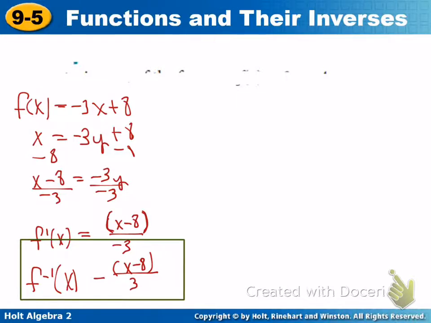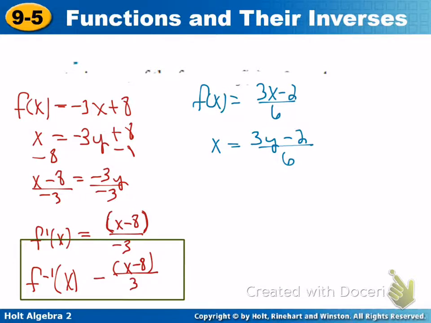Okay, let's look at our second one. Let's go with blue. All right, that was D. And D was f of x equal to 3x minus 2 over 6. I chose this one specifically because of that denominator, to remind us how we work with those. So let's do our switch. So x would be equal to 3y minus 2 over 6.